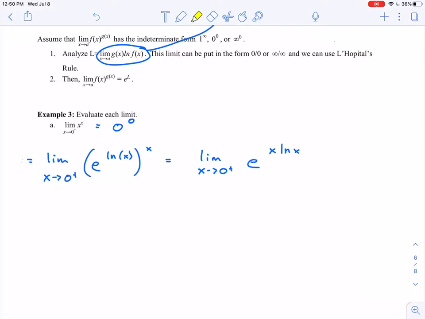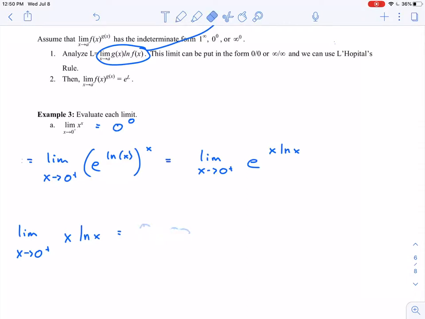What I'm going to do is just look at the limit of this power here. So let's look at the limit as x approaches 0 from the right-hand side of x times natural log of x. Now, if we try to look at this limit right away, we'll end up with 0 times, if I look at natural log of x as x approaches 0 from the right, 0 times infinity. We have yet another indeterminate form, and this one I can't use L'Hopital's rule with.